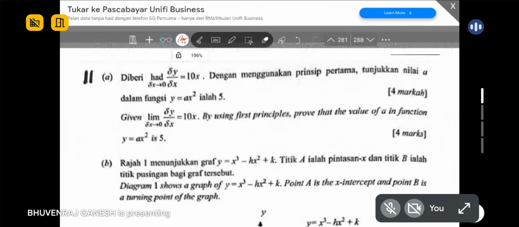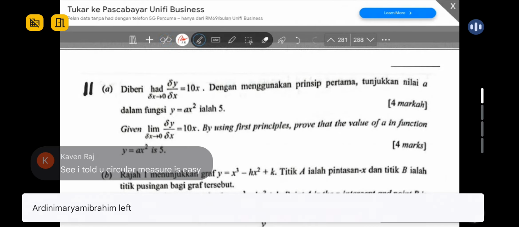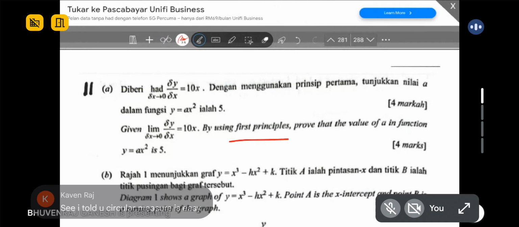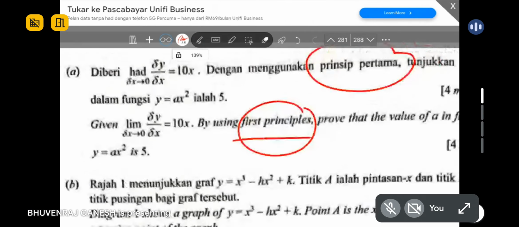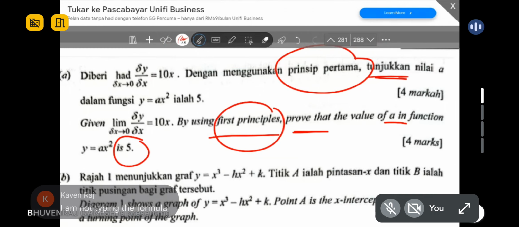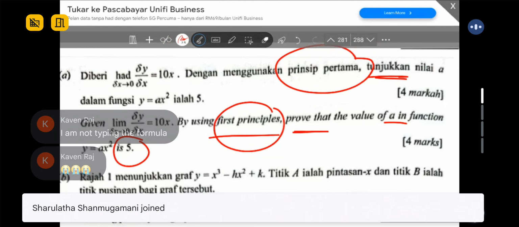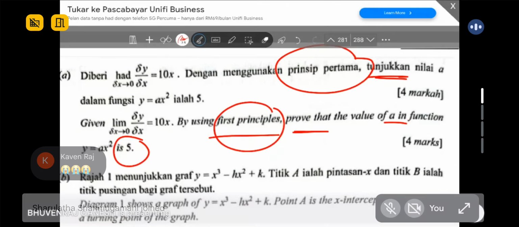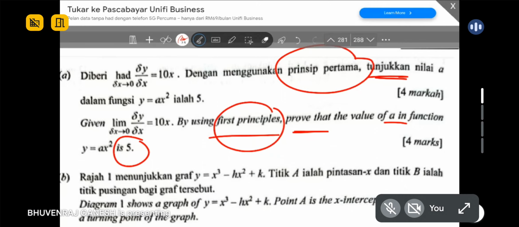Question 11. Okay, differentiation. Another question. This time is first principles. You guys still remember or not? First principle. This one is a proving question. You must show that the value of A is 5. You must prove that A is equal to 5. So how to do this, guys? Anyone got an idea or not?